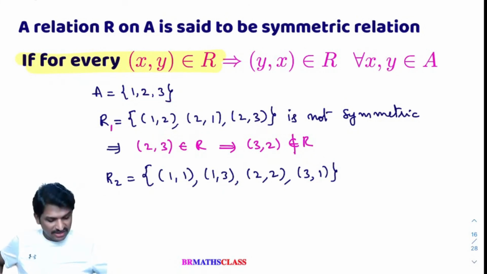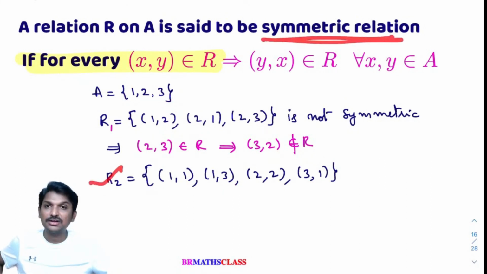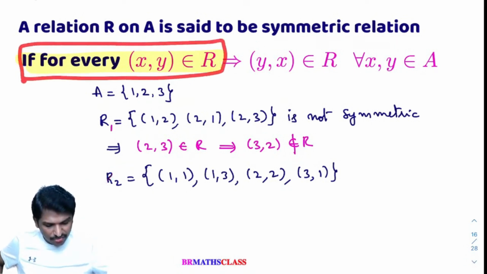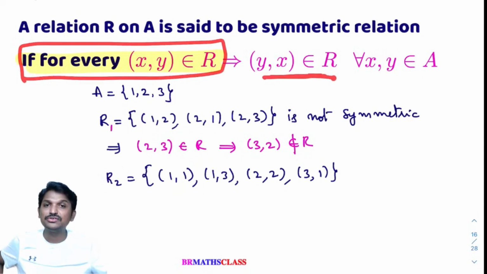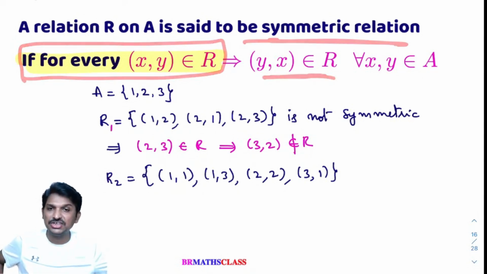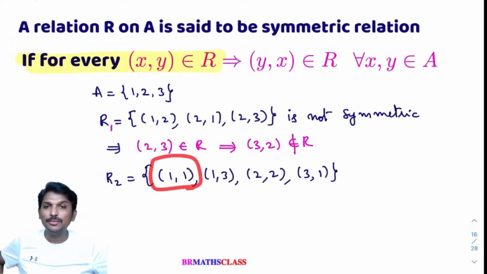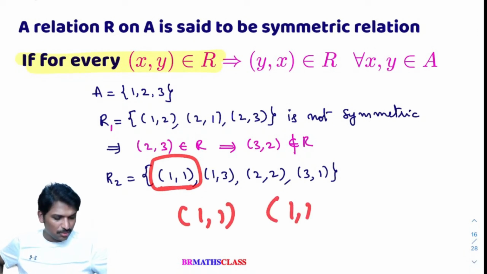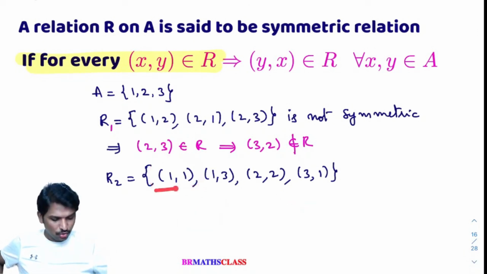Now the question is, is this relation symmetric or not? When we say a relation is symmetric, for every ordered pair (x, y), if (y, x) also belongs to the relation, then this relation is called symmetric. Look at (1, 1). The reverse order is (1, 1) only. So for such elements, no need to check the symmetric property. This always satisfies the symmetric property. (1, 1) is present in this relation. That means this element passes the symmetric relation condition.